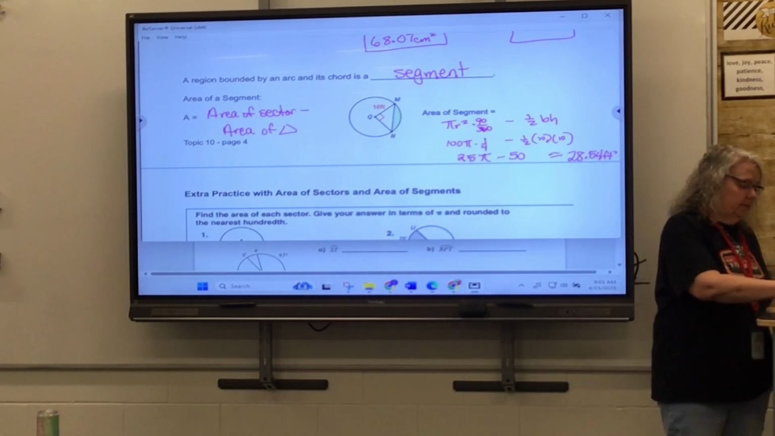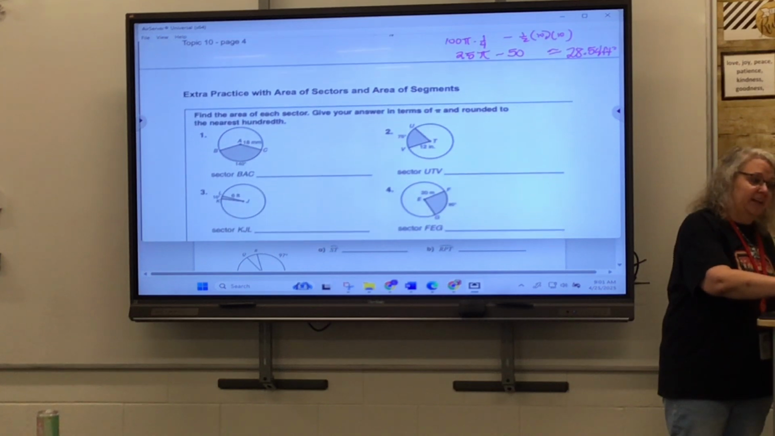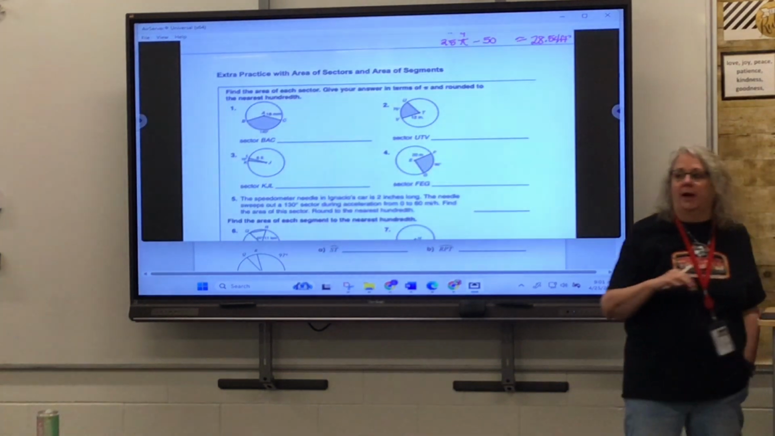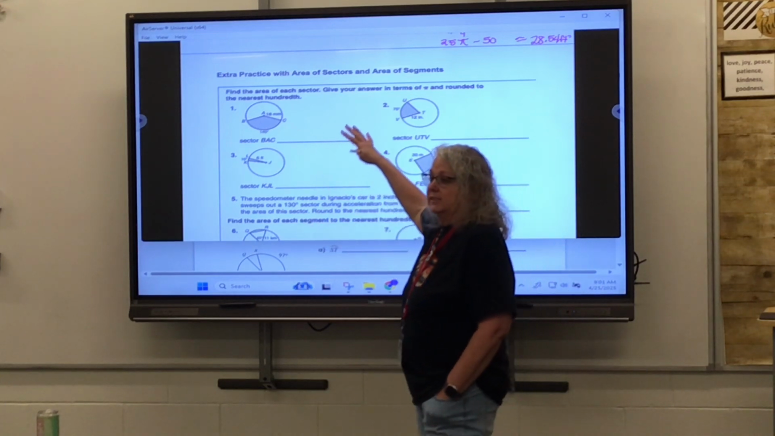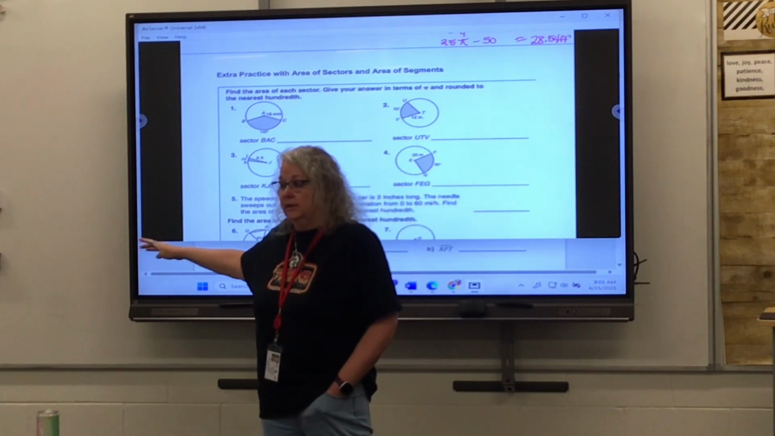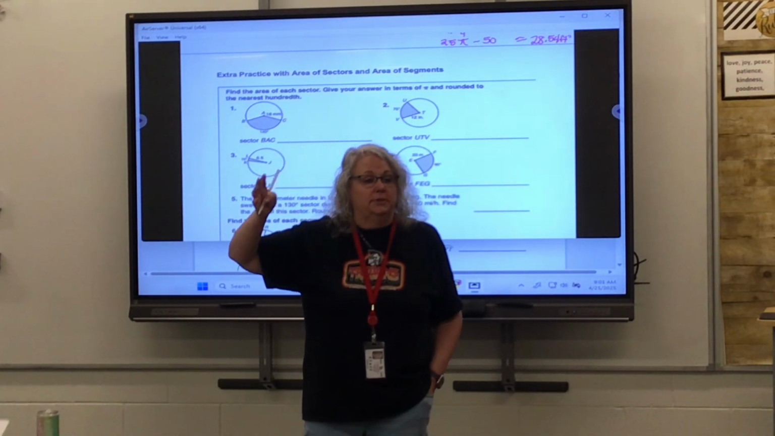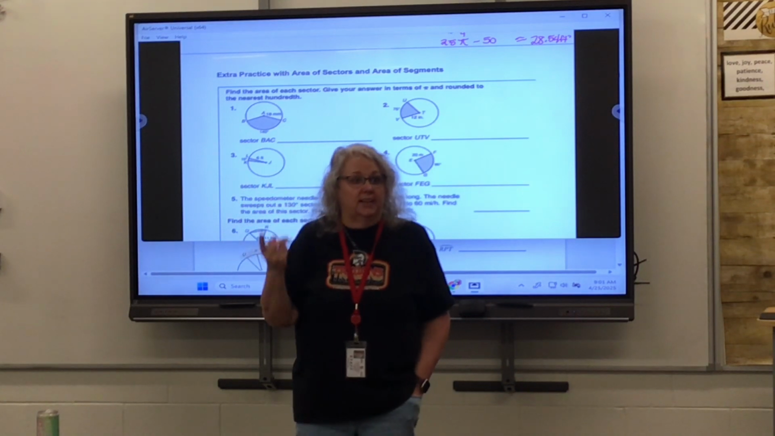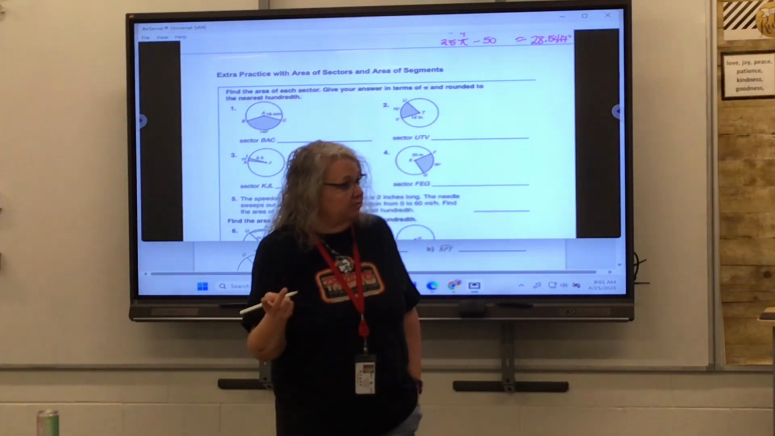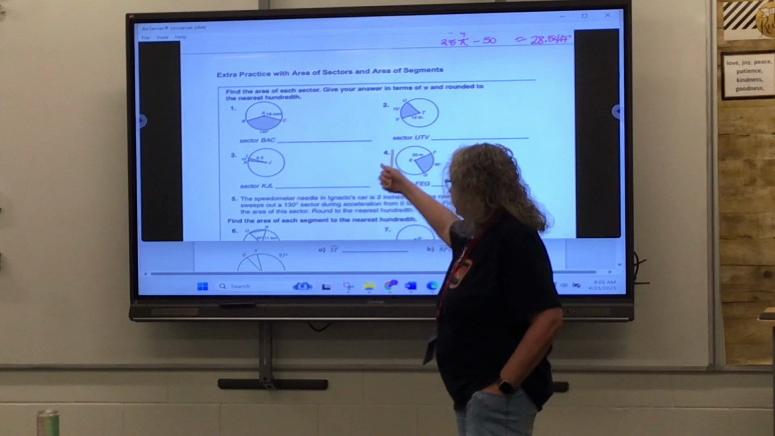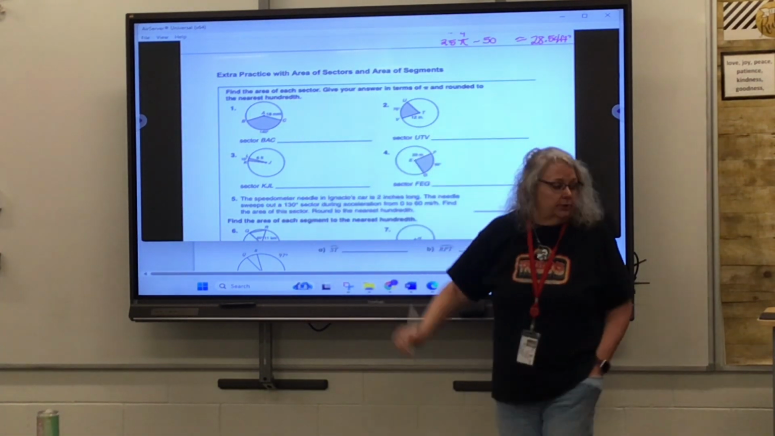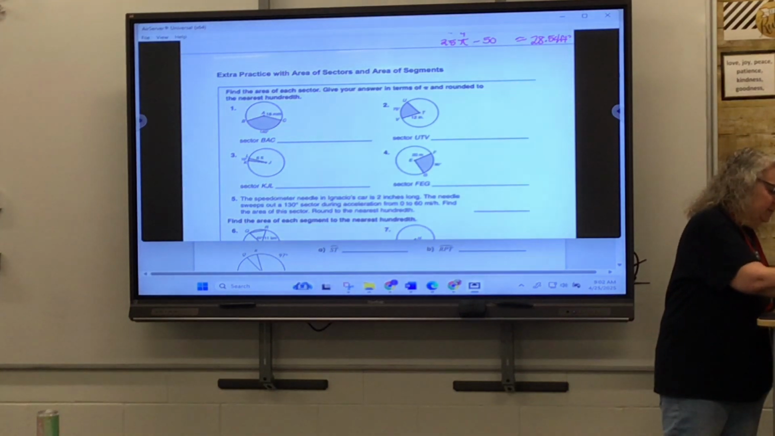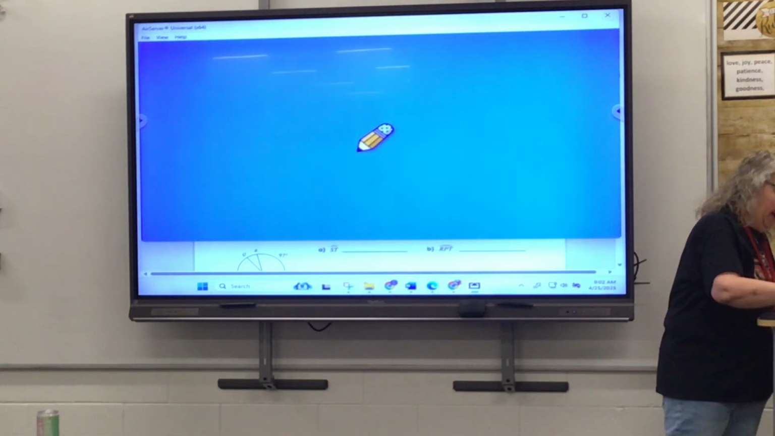Your next page in your notes is more practice with all of this. You do not have to do it, but the homework does not have much of this. It has more of just what we were doing yesterday at the beginning of the day, the length of the arc and the measure of the arc. So I would do a few of these. I will put these answers in Canvas. Your homework is the back of yesterday's, and it's marked which ones to do.